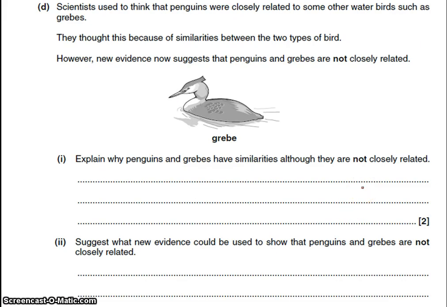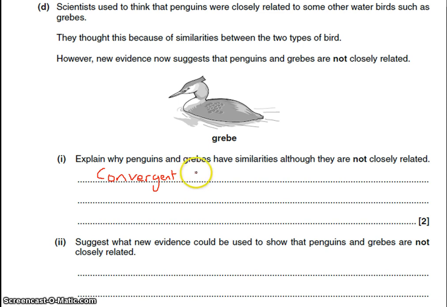We now start to compare a different type of bird, and it's talking about why these penguins and the grebes have similarities but they're not closely related. And this is the idea of what we call convergent evolution. So you'd get 1 mark if you put convergent evolution. And what convergent evolution means is that the similarity between these two animals is that they live in the same environment. They both live in water. They both swim. So you would get a mark if you explain that they both live in the same environment.